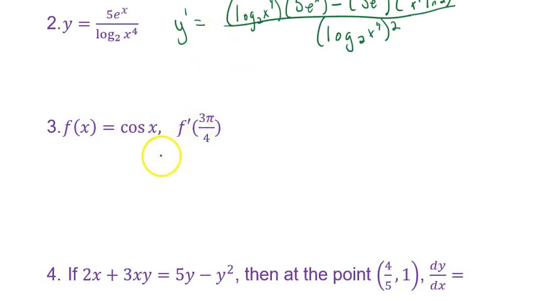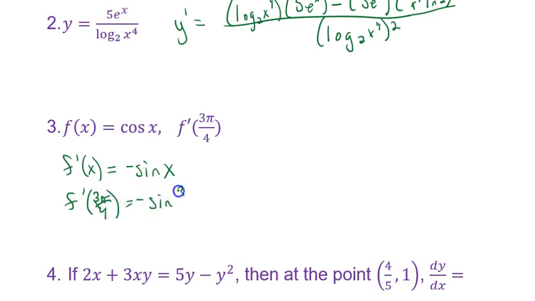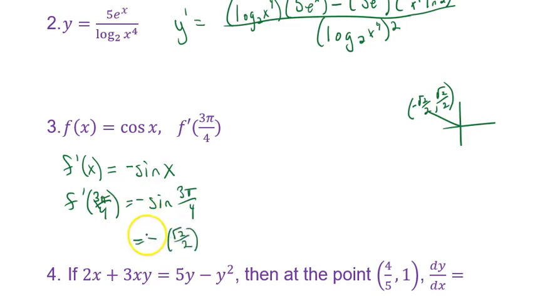Example 3, I have f of x is cosine x, and we want to find f prime of 3 pi over 4. So when they want us to do this, they're just asking us to plug in. So take the derivative. Derivative of cosine is negative sine. And then if I plug in 3 pi over 4, negative sine of 3 pi over 4, you have to think about your unit circle. 3 pi over 4 is right here. That's a negative square root 2 over 2, positive square root 2 over 2, and that sine is a positive square root 2 over 2. So I have negative square root 2 over 2 because I'm bringing the negative down from above.